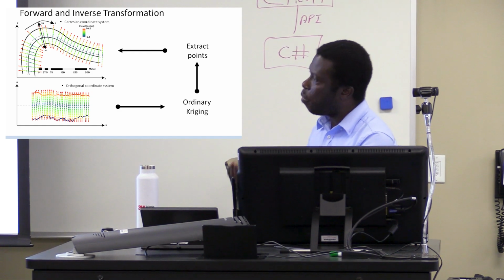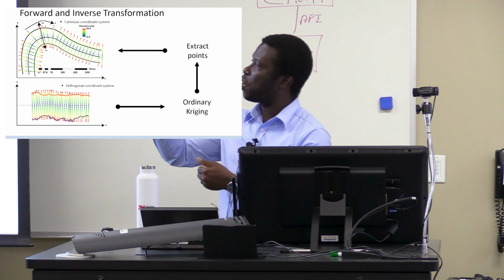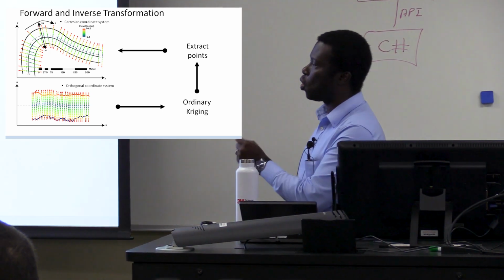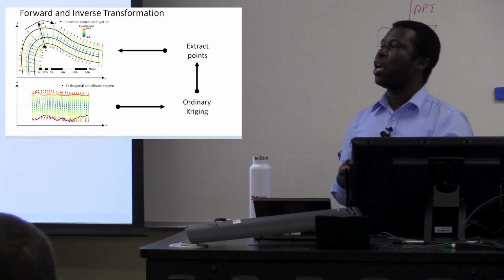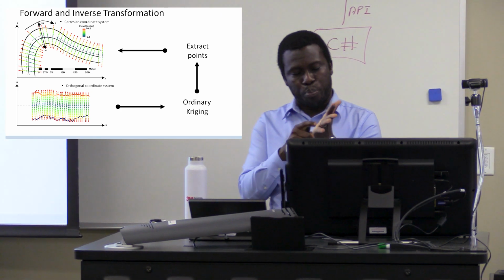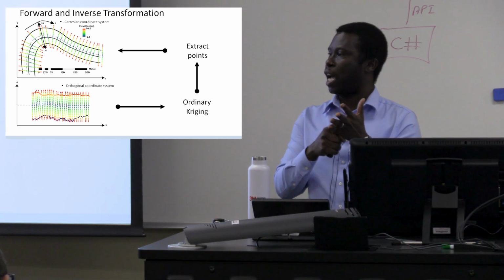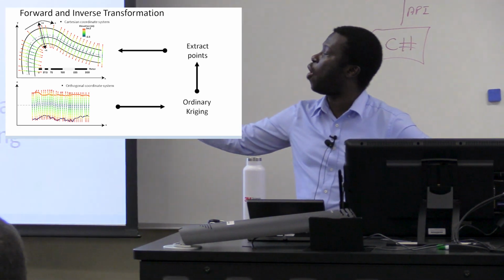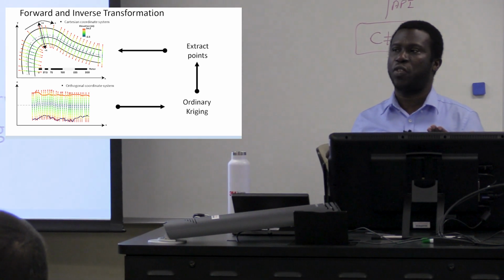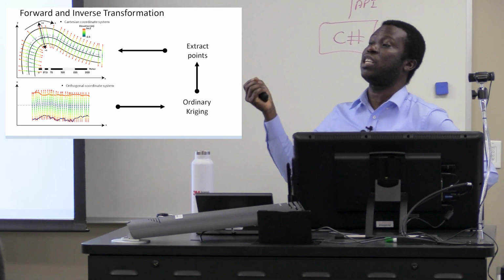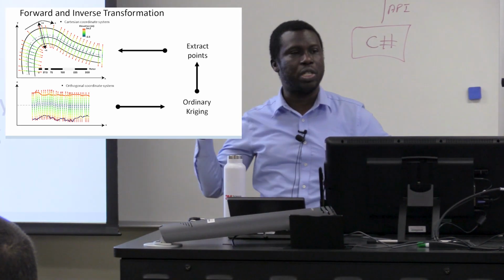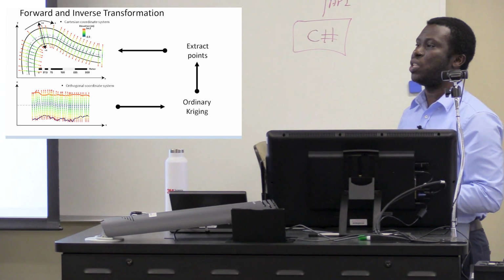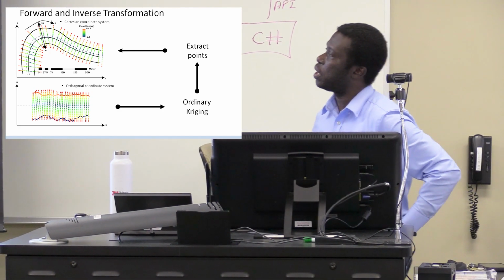So the first thing that we did was to use a technique called forward and inverse transformation. The idea is transforming the hydrographic survey data from a Cartesian coordinate system into a channel-centered orthogonal coordinate system, to ensure that we register the true distance between point A and point B. Having done that, we converted these transformed data into raster surfaces using the ordinary kriging method, then extracted the points, then transformed the points back to their original coordinate system.